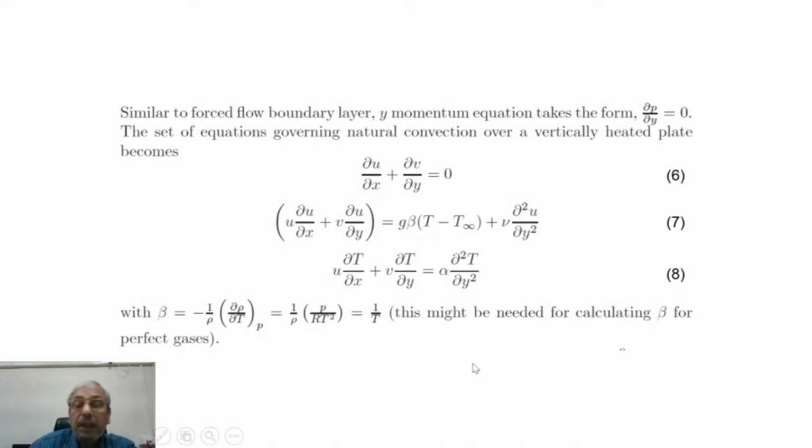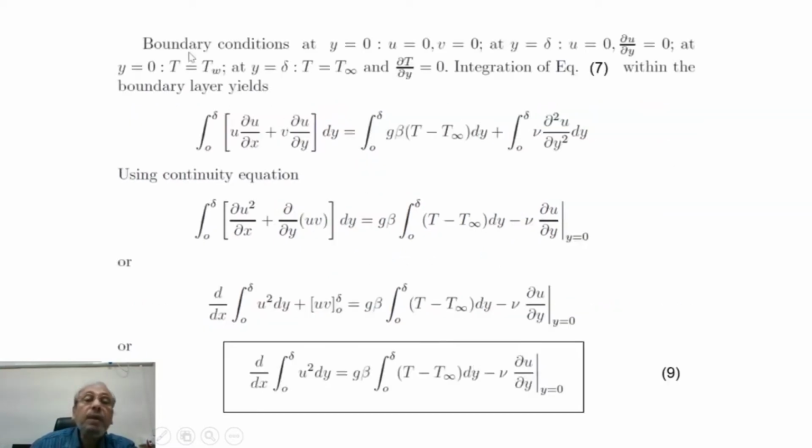Boundary conditions at y equal to 0, as usual. y is the normal to the flow direction, y direction. At y equal to 0, u equal to 0, v equal to 0.